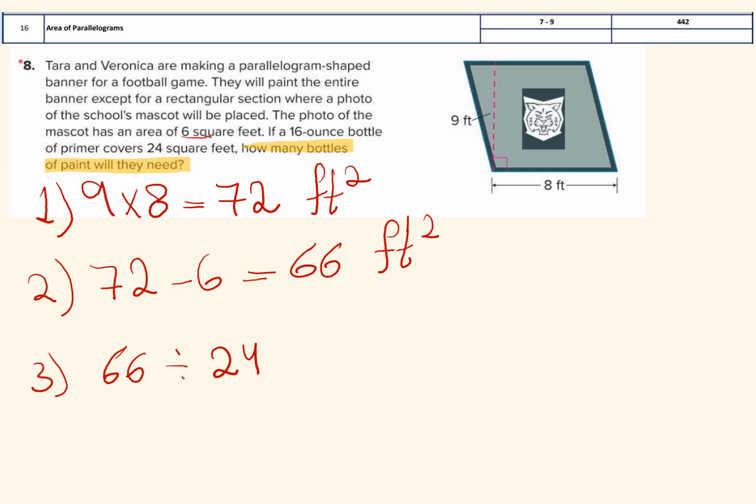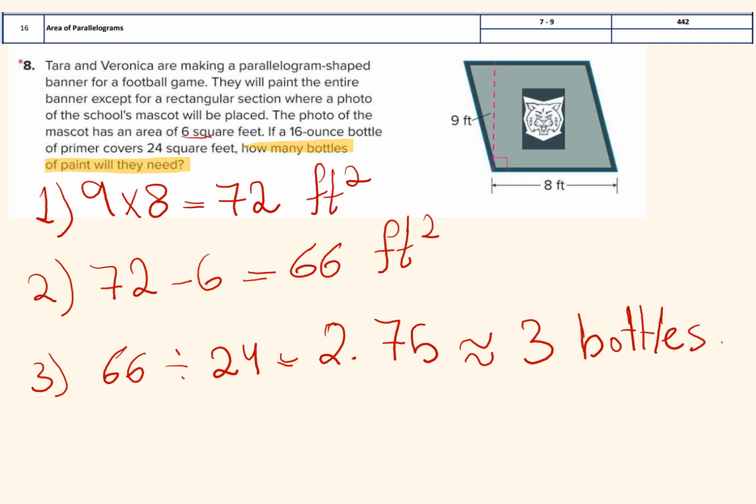The answer is going to be 2.75. So that means I need almost 3 bottles. That's the answer. I need 2 complete bottles, and 0.75 of the third one. So that means 3 bottles. And that's it for question 8.